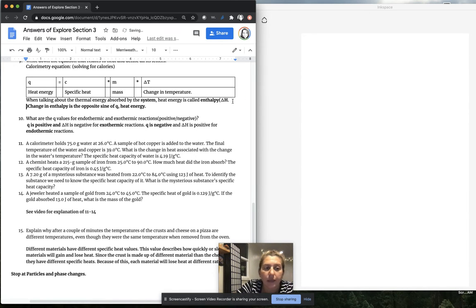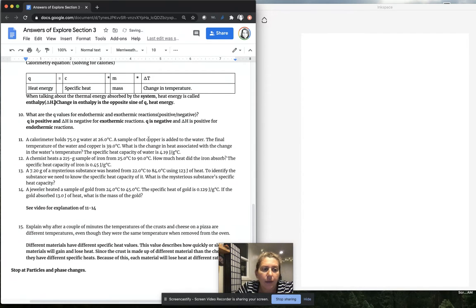Then number 10 asks you, what are the Q values for endothermic and exothermic reactions? Are they positive or negative? So Q is positive and delta H is negative for exothermic reactions. That's when heat is leaving a system. And Q is negative and delta H is positive for endothermic reactions. So just know that delta H is the opposite. It's the reverse of whatever you're looking at with the transfer of heat.